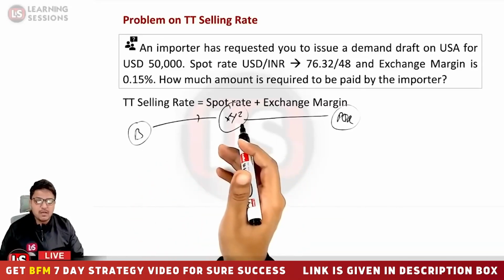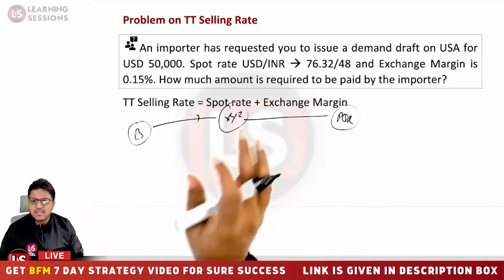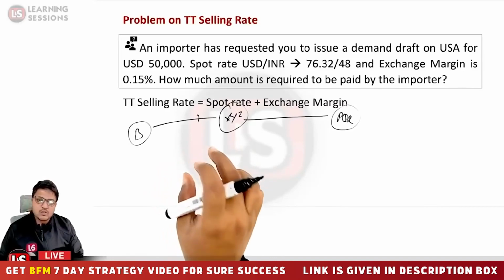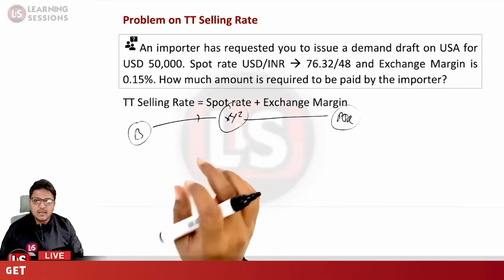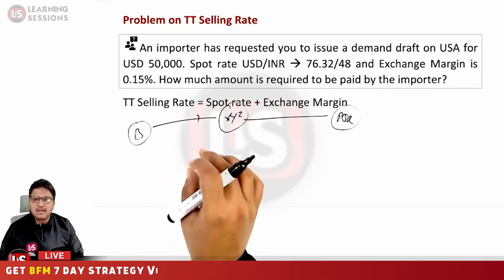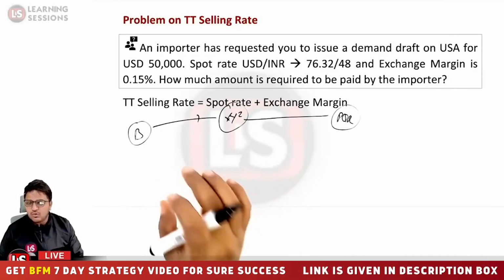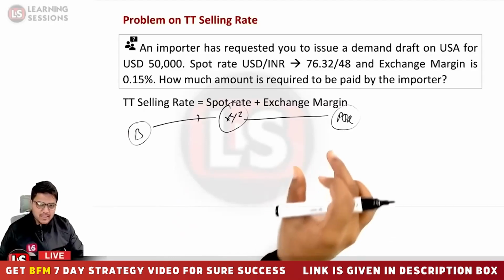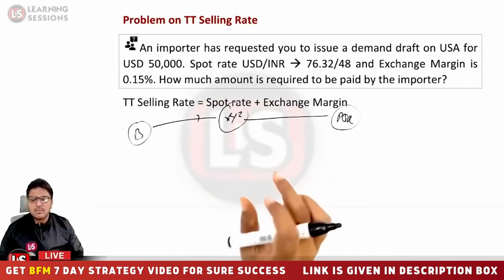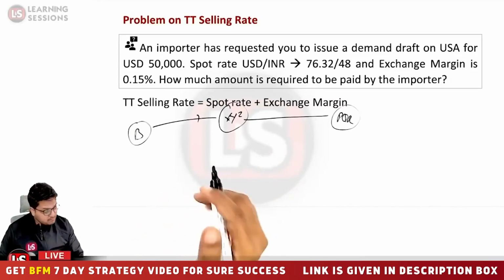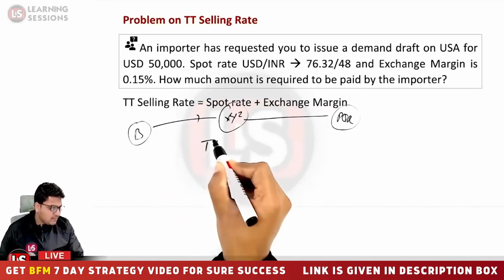So what rate shall be applicable? There will be no difference between the settlement dates, so what rate will be applicable? It will be the TT rate simply. TT rate will be applicable, because we do not have to send any bill for collection. It will not take time. So the bank will be issuing the demand draft straight after receiving the amount. So TT rate will be applicable.